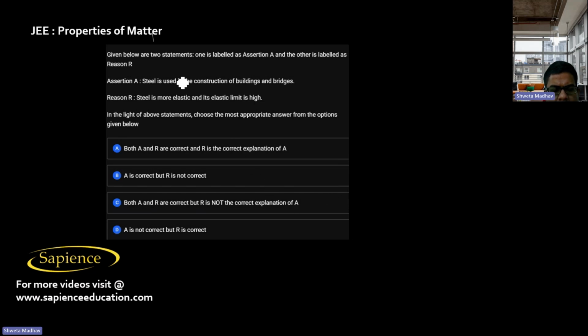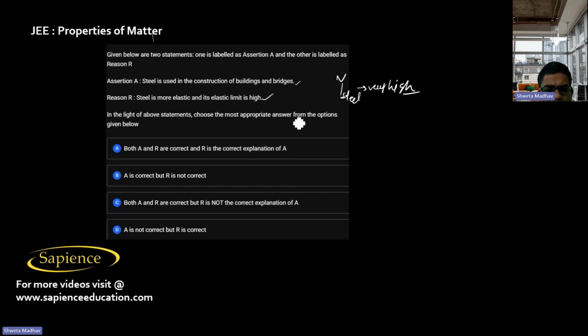So here it is told that below are two statements, one is labeled as assertion A, and the other is labeled as reason R. The assertion is: steel is used in the construction of buildings and bridges. The reason is: steel is more elastic and its elastic limit is very high. So hence steel is being used since the Young's modulus of steel is very high, so it is used in construction of buildings and bridges.